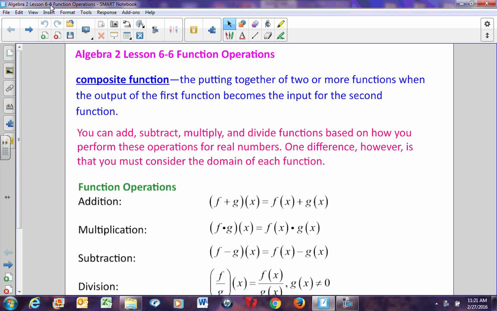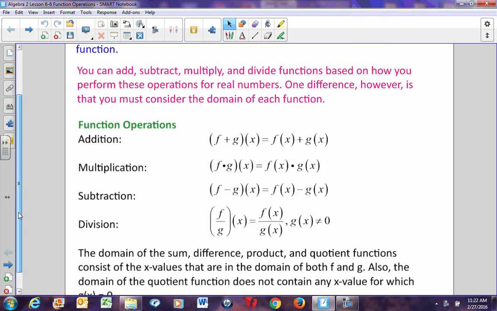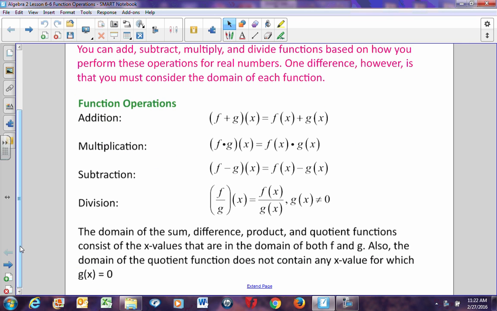So in other words, if you have (f plus g)(x), it's the same thing as saying f of x plus g of x. (f times g)(x) is f of x times g of x. (f minus g)(x) is f of x minus g of x. And (f divided by g)(x) is f of x divided by g of x, provided that g of x is not equal to 0.